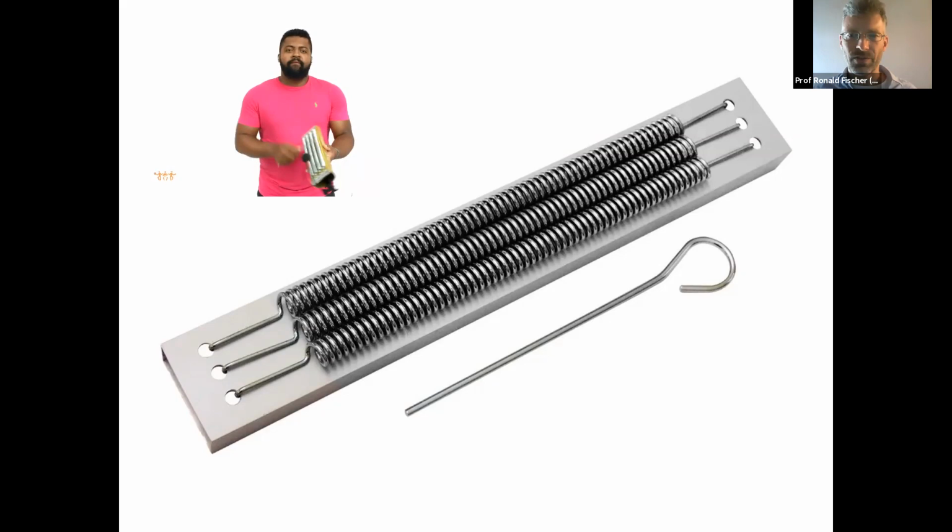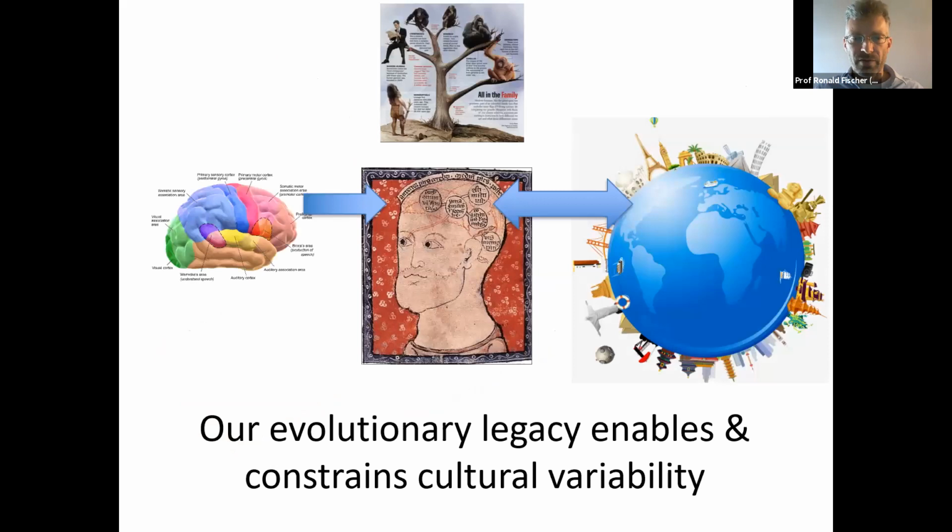It gives us tools that may not be obvious to others that come from a different cultural background. But once we have that technology and we have the knowledge, the insights of how to use it, it will enable all sorts of other things, like, for example, playing some music when you want to be with your friends and enjoy a good time, right? So our evolutionary legacy, moving out of Africa, our big brains, our social living structures, both enable and constrain cultural variability.